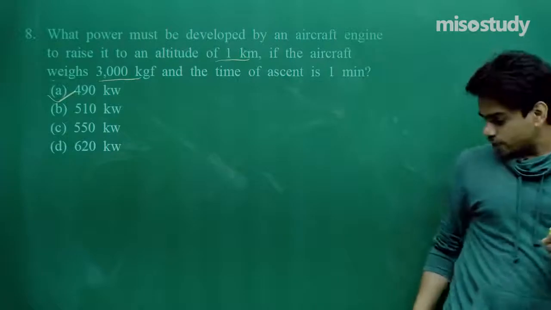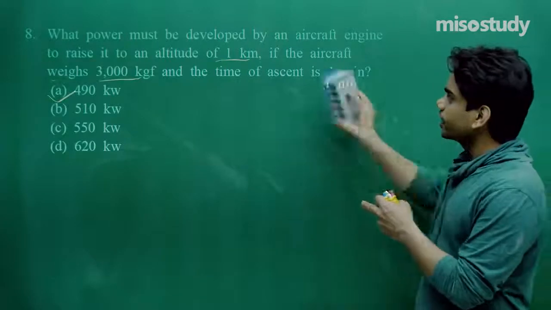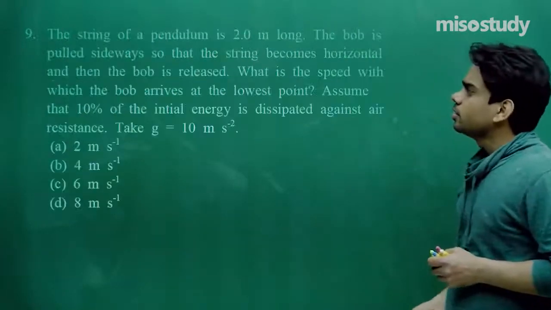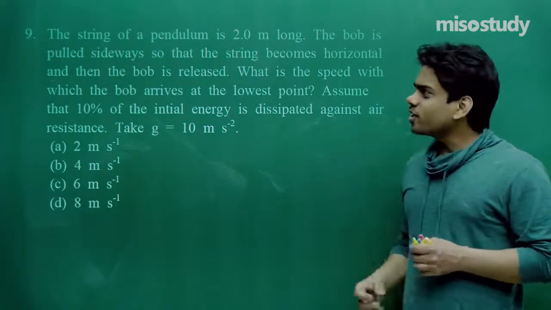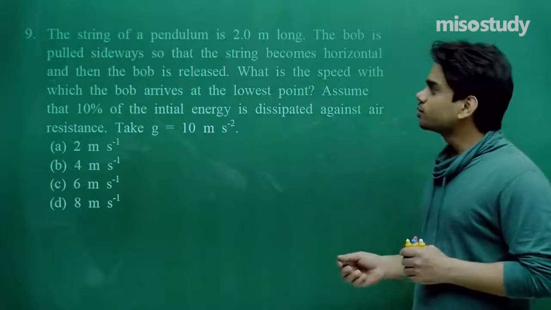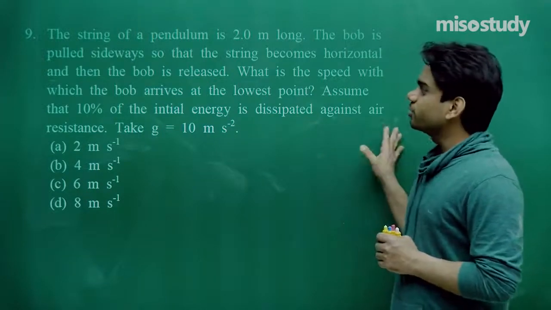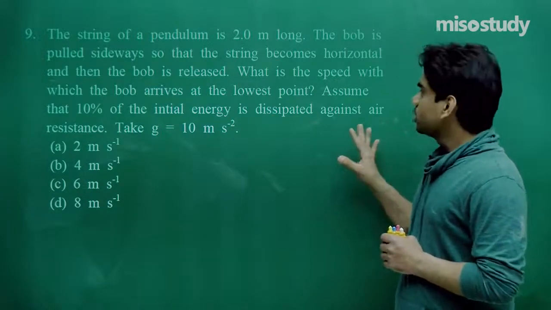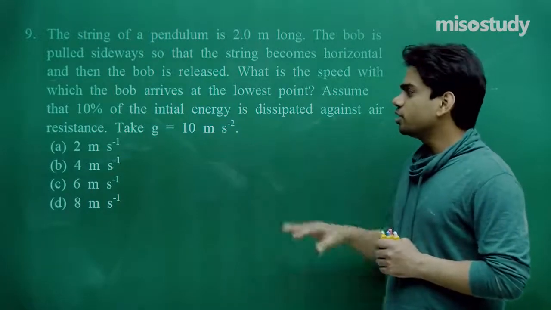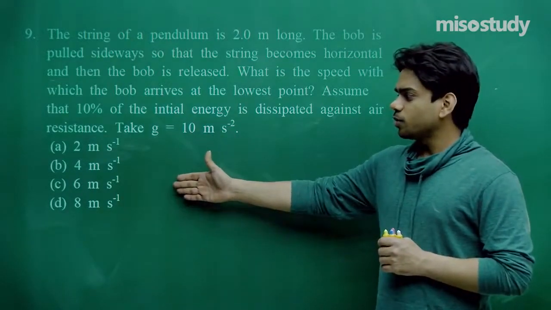Let's go ahead with the next problem of the day, the 9th one. Before that, just let me rub this options correction. Question number 9. The string of a pendulum is 2 meters long. The bob is pulled sideways so that the string becomes horizontal, and then the bob is released. What is the speed with which the bob arrives at the lowest point? Assume that 10% of the initial energy is dissipated against air resistance. Take g equals 10 meters per square second. A 2 meters per second, B 4 meters per second, C 6 meters per second, and D 8 meters per second.